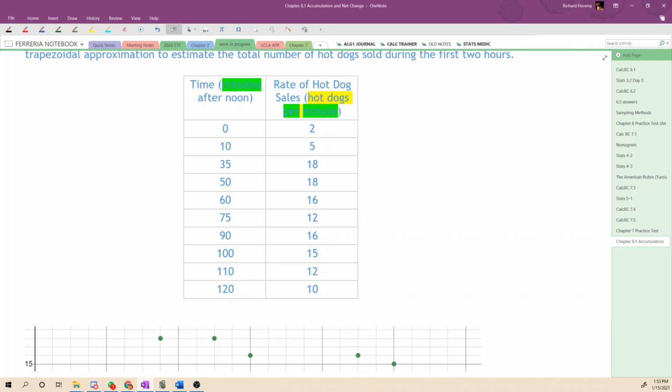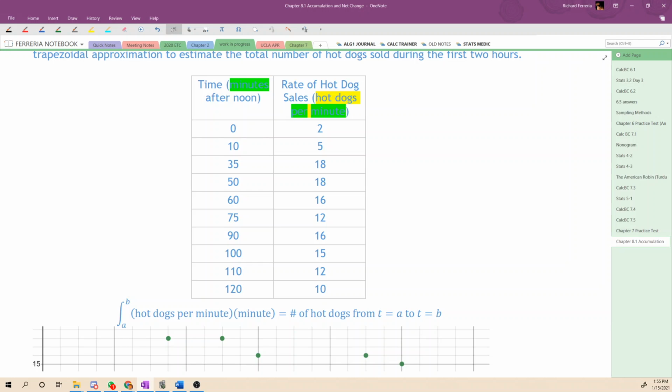So if I was to integrate the rate of hot dog sales with respect to time, my response should be in hot dogs. To put that more bluntly, the integral from a to b of hot dogs per minute with respect to minutes is going to be equal to the number of hot dogs from t equals a to t equals b, which is basically what we're looking for. How many hot dogs were sold from t equals a to t equals b? In our case, we're going from t equals 0 to t equals 120, and we're integrating r of t dt from 0 to 120.